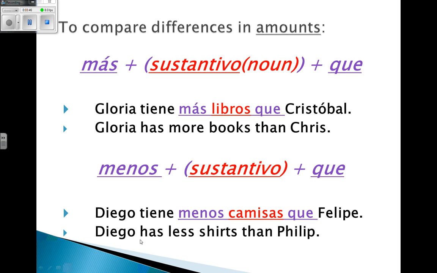Okay? It's actually correct to say that Diego has fewer t-shirts than Felipe, but I'm using less based on the word. Okay?